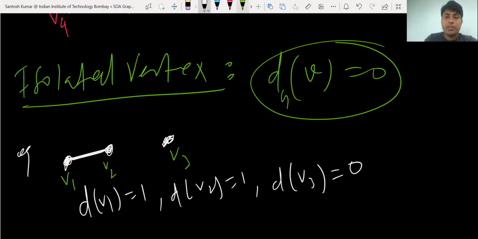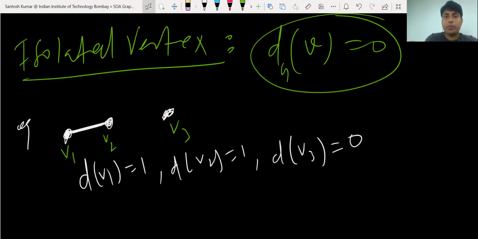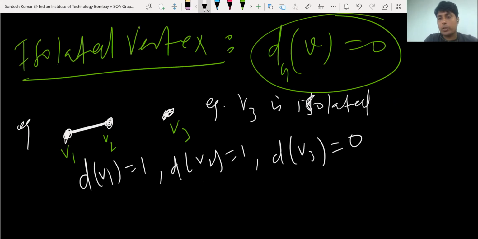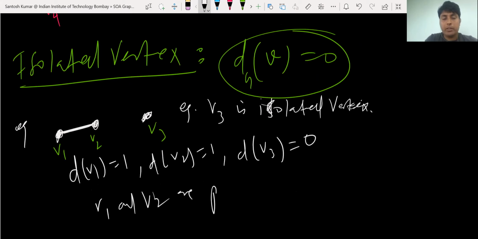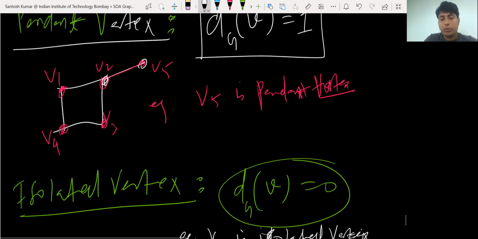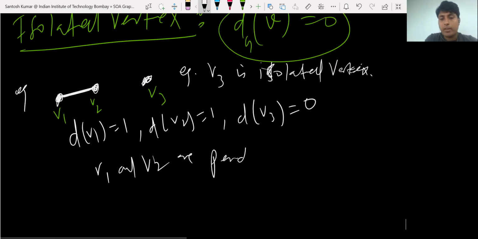So here you can see that v3 is an isolated vertex, and v1 and v2 are pendant. Like we defined in the last definition, if the degree of a vertex is 1, then it is a pendant vertex. Okay.